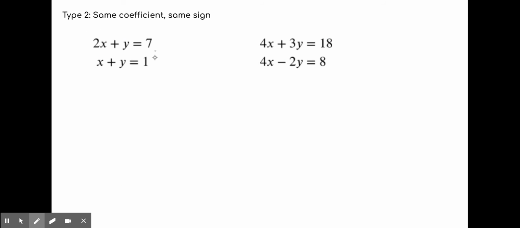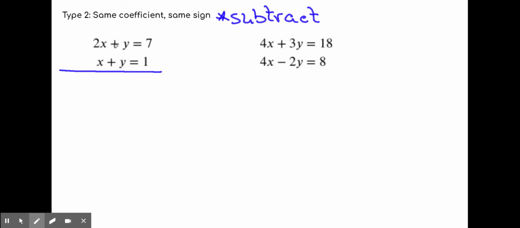Now, what if we're looking at a system of equations? They're both in standard form, and we see one that has the same coefficient and the same sign. How can we eliminate two things that are equal to one another? What operation would work? We would have to subtract, correct? Now, remember, negative sign subtraction kills us. We have to be careful with this.